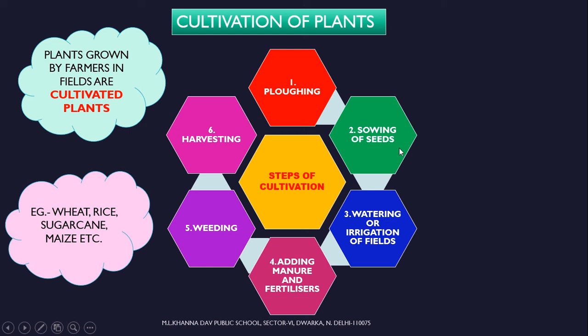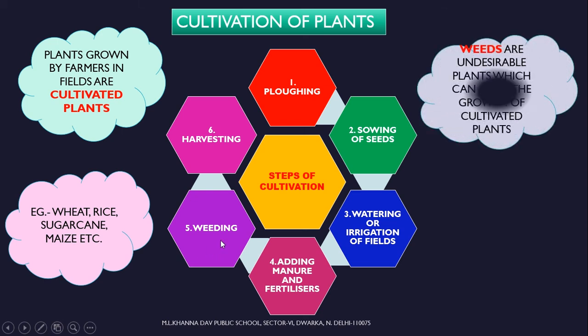And the second step of cultivation involves sowing of the seeds. The seeds have to be sown in such a way that there is adequate space in between so that the plants can grow healthily and they get proper sunlight and nutrition. And the third step is watering or irrigation of fields. And the next step is adding manure and fertilizers which provide extra nutrients for the crops. And the next step is weeding.